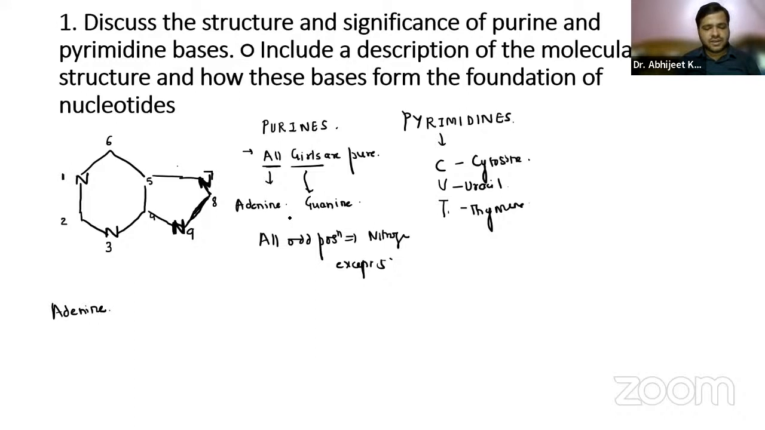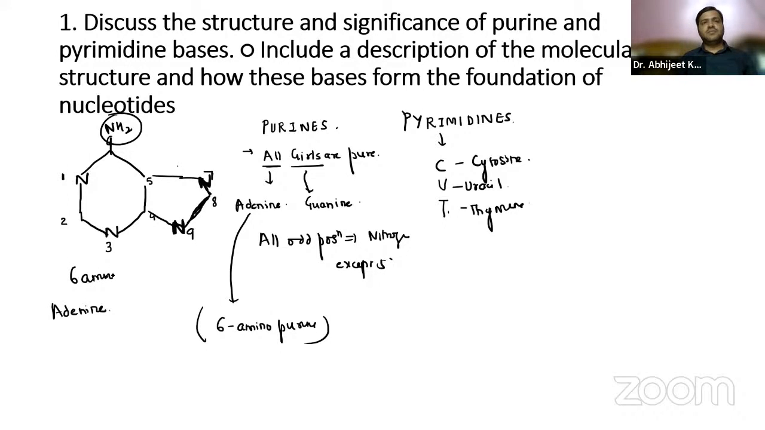If we are drawing the structure of adenine, we already know adenine is nothing but 6-aminopurine. So at the sixth position, we will have one NH2 group. This adenine is nothing but 6-aminopurine. Guanine is nothing but 2-amino 6-oxopurine. Again, it is very, very easy.